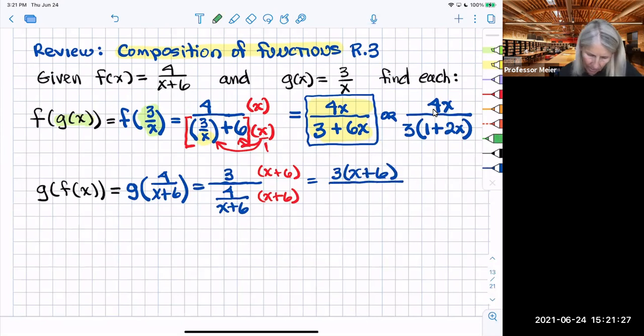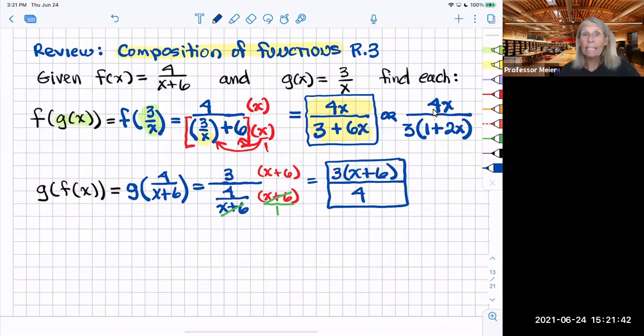Now in the denominator, what happens is, this x plus 6 is over 1. We can cross cancel it. That's the whole reason why we're multiplying by x plus 6. And so we're just left with 4. And there's my nice cleaned up version of the answer.